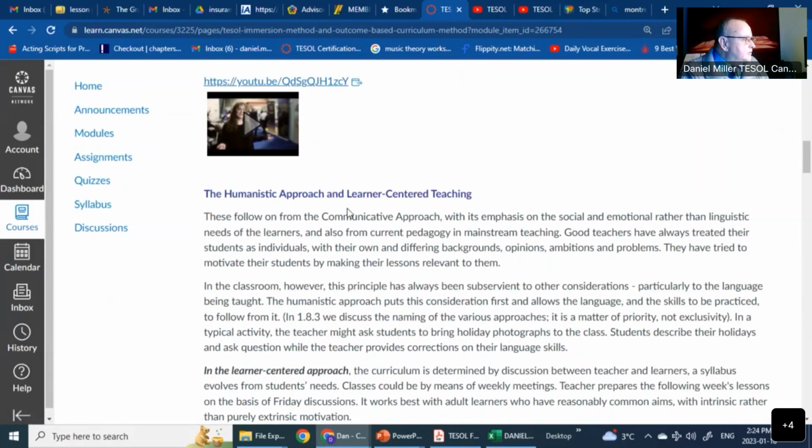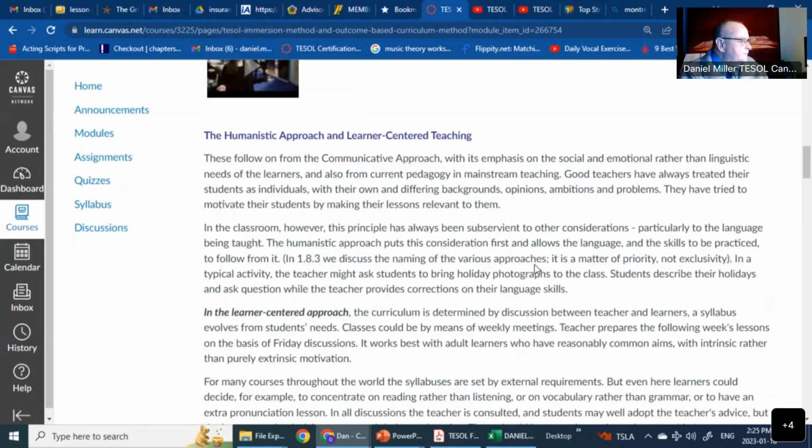The humanistic approach and learner-centered teaching follow on from the communicative approach with its emphasis on the social and emotional rather than linguistic needs of the learners, and also from current pedagogy and mainstream teaching. Good teachers have always treated their students as individuals with their own and differing backgrounds, opinions, ambitions, and problems. They have tried to motivate their students by making their lessons relevant to them. In the classroom, however, this principle has always been subservient to other considerations, particularly to the language being taught. The humanistic approach puts this consideration first and allows the language and the skills to be practiced to follow from it.